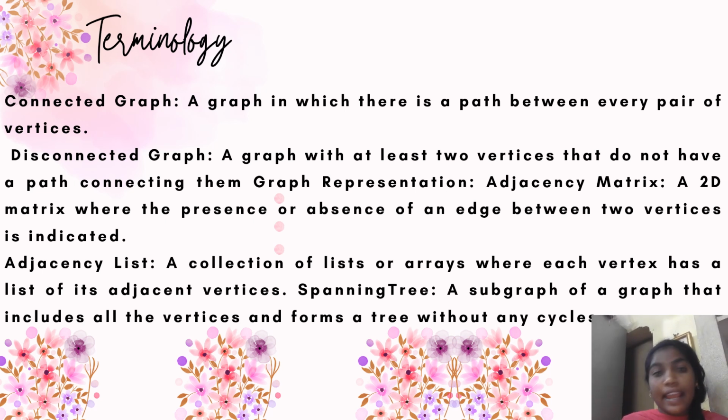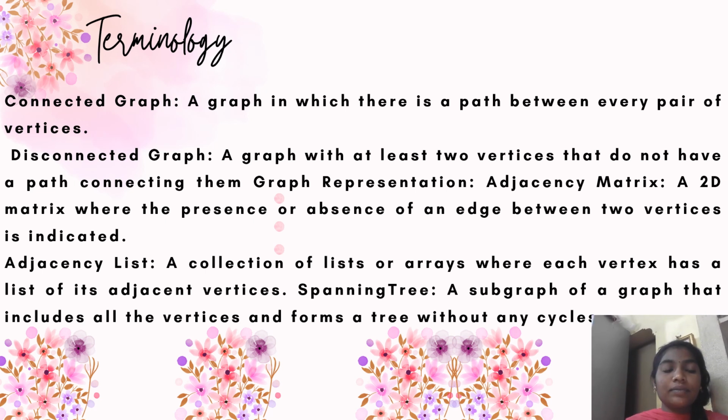Adjacency matrix: a 2D matrix where the presence or absence of an edge between two vertices is indicated. Adjacency list: a collection of lists or arrays where each vertex has a list of its adjacent vertices is called an adjacency list. Spanning tree: a subgraph of a graph that includes all the vertices and forms a tree without any cycle is called a spanning tree.